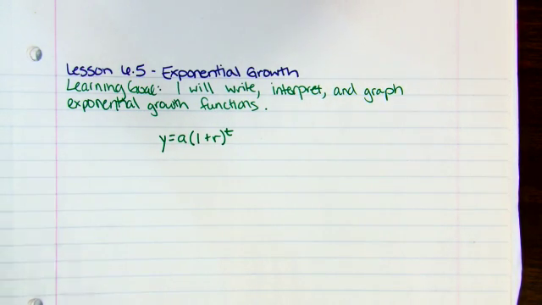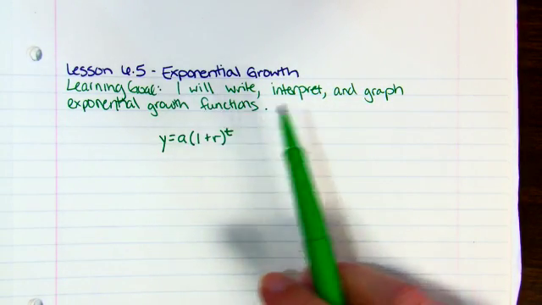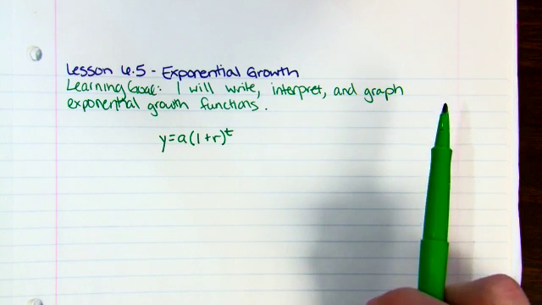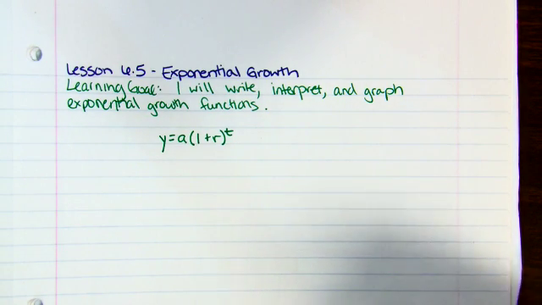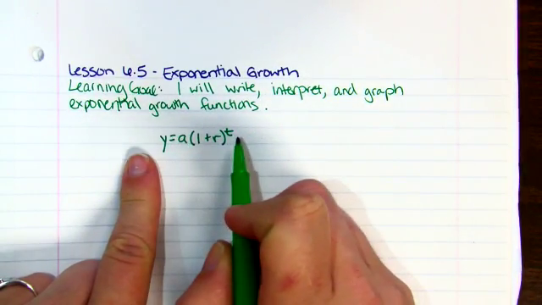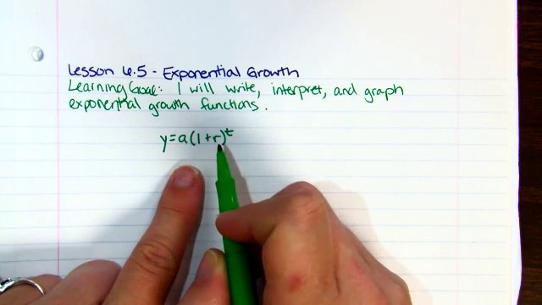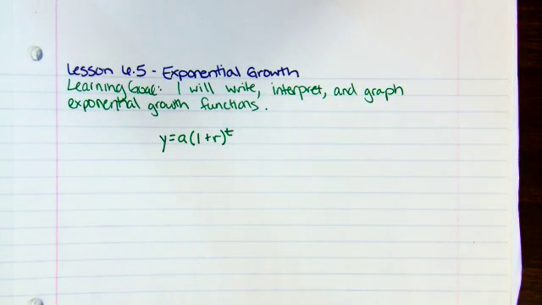Or if something triples every 3 days, that would be another situation of exponential growth because you're continually multiplying by 3. So our learning goal for today: I will write, interpret, and graph exponential growth functions. An exponential growth function looks like this: y equals a times the quantity 1 plus r to the t. And in order to do this, you need to know what each of these pieces mean.